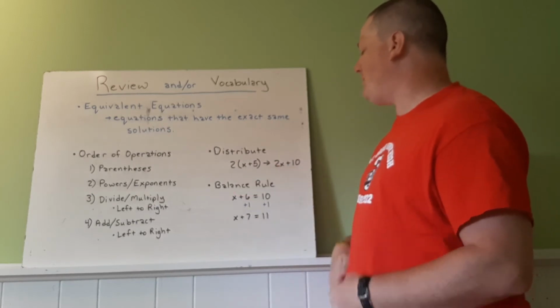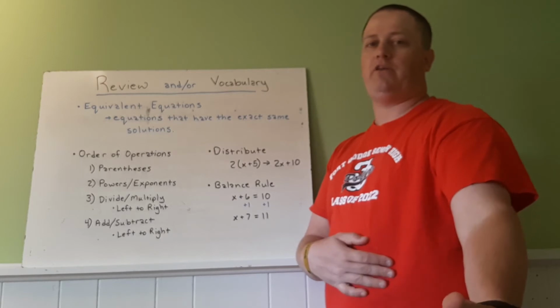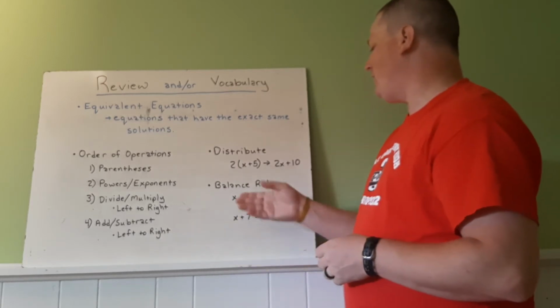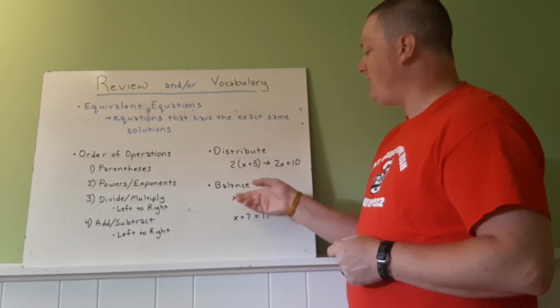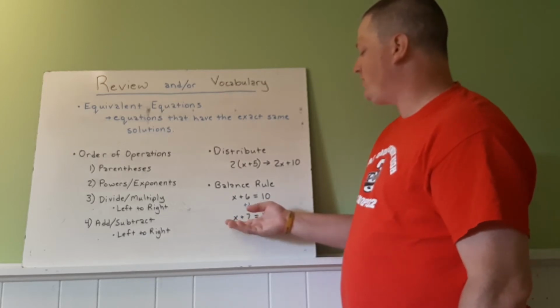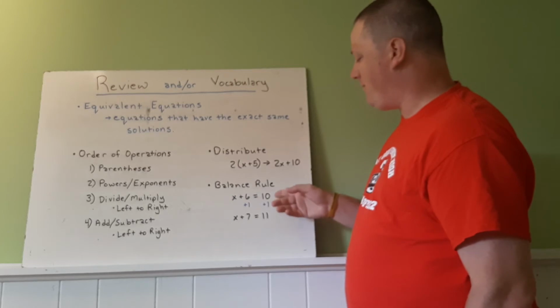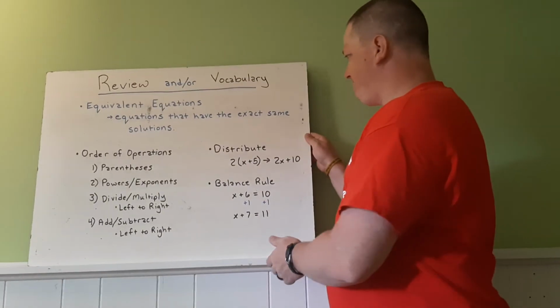And then we also want to remember our balance rule. Any math we put into a problem, we have to put in on both sides of an equal sign. So here we have x plus 6 equals 10. So if I want to add 1 to the x plus 6 side, I also must add 1 to the 10 side, which creates x plus 7 equals 11. These 2 black problems here would be considered equivalent equations.